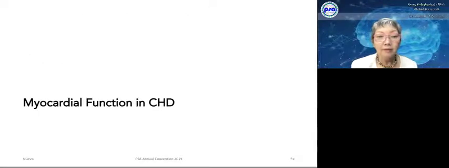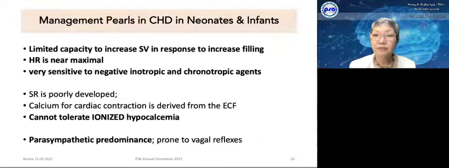Moving on. Now, how does the heart of neonates and infants compare to the adult's? We just have to remember that whether with or without congenital heart disease, neonates have limited capacity to increase stroke volume in response to increased filling. The increase in cardiac output will depend on heart rate, and their heart rates are almost always near maximal. Their myocardial function is very sensitive to negative inotropic and chronotropic agents. So we have to choose our anesthetic drugs and techniques carefully.